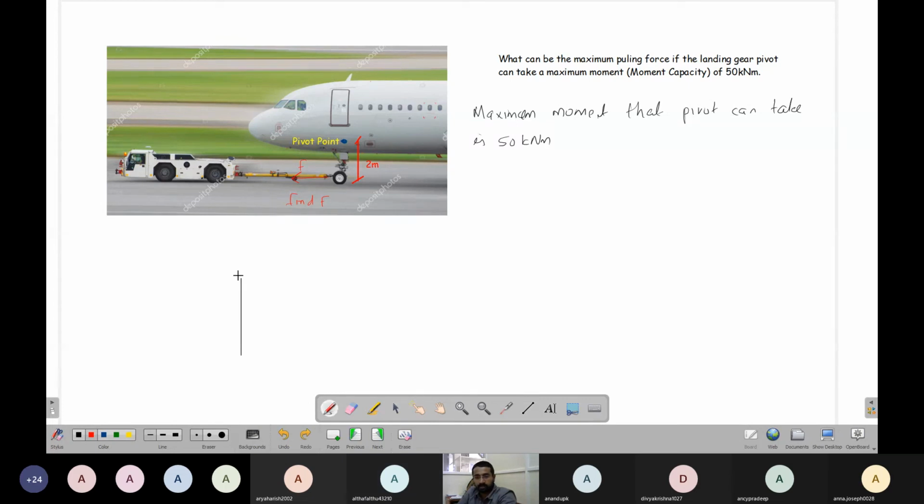What we are given is, let's say it will be in this direction, a 50 kilonewton meter moment. So you have to find how much force applied here will give this moment. Pretty simple question, straightforward. Some force F if I apply at this 2 meter, I should get 50. So F into 2 should be equal to 50. So F equal to 25.